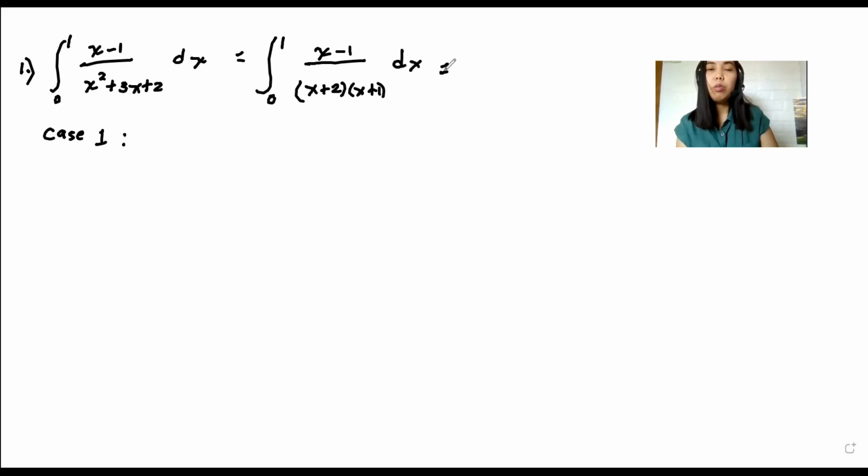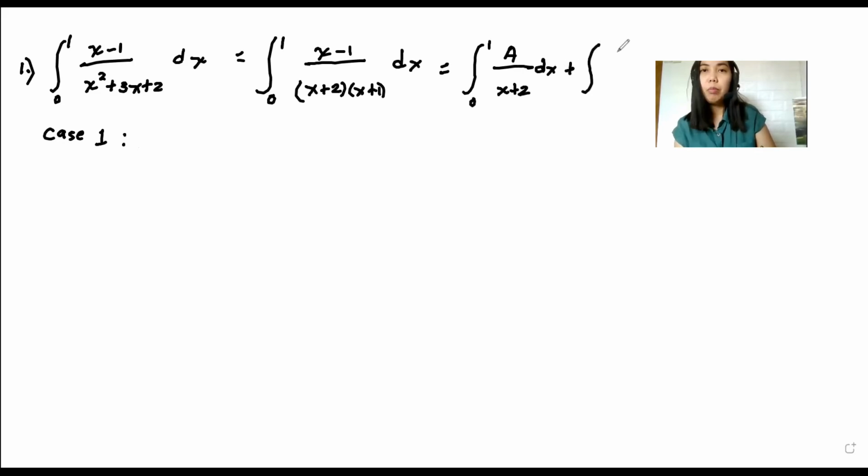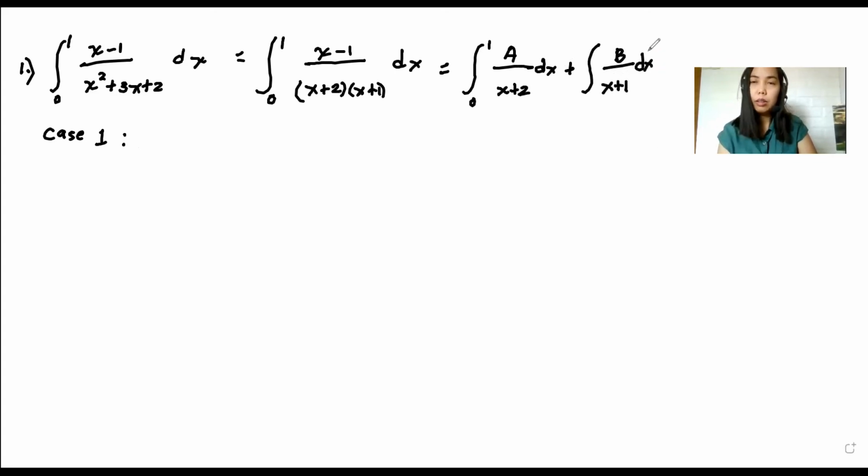For case one, we will have the form: a over the first factor, the integral of a over x plus 2 dx from 0 to 1, plus another b over the other factor, x plus 1 dx. But the problem is, we don't know the values of a and b, so we're using partial fractions.